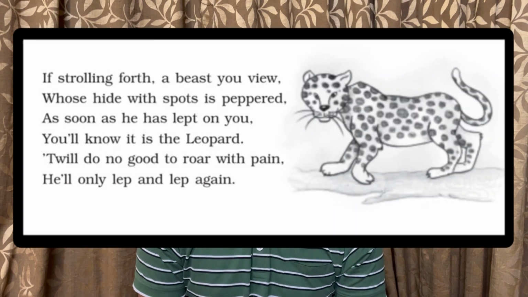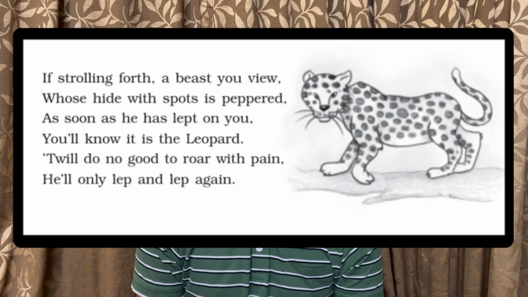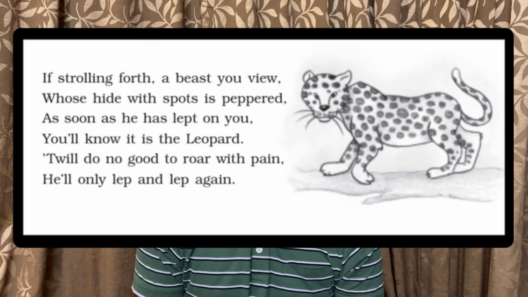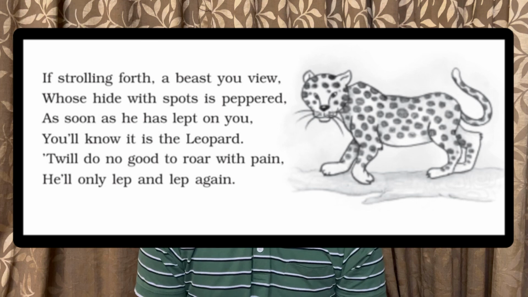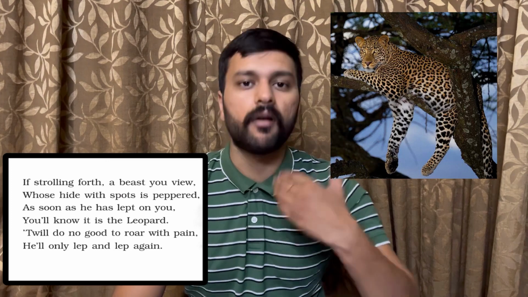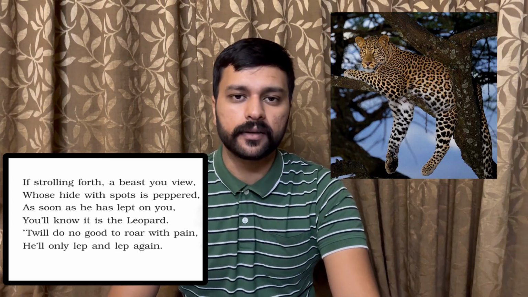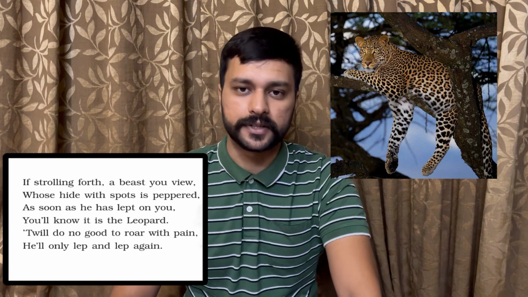If strolling forth a beast you view, whose hide with spots is peppered, as soon as he has leapt on you, you will know it is the leopard. 'Twill do no good to roar with pain, he will only leap and leap again. So here the poet is telling us about the leopard. If strolling forth, strolling means walking casually and forth means forward. So she's saying that when we are just casually walking forwards, a beast you view, and we see a beast whose hide with spots is peppered.